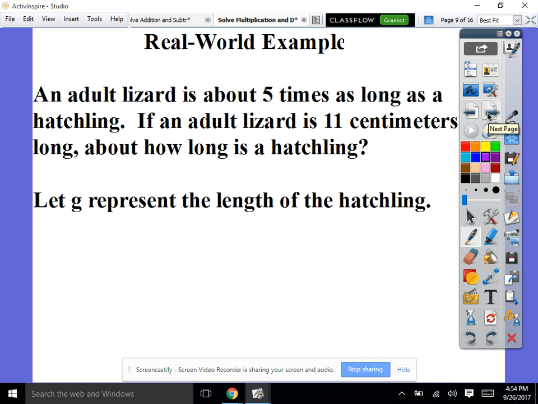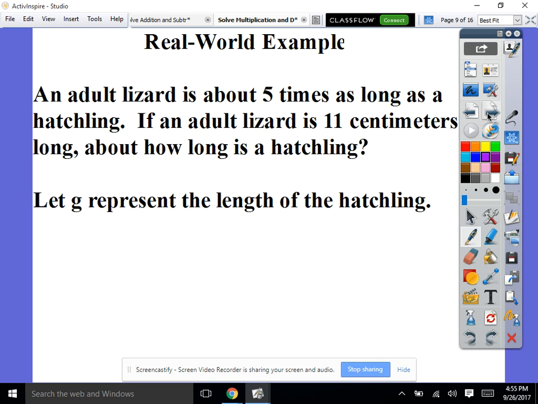In a real-world example, an adult lizard is about 5 times as long as a hatchling. If an adult lizard is 11 centimeters long, about how long is a hatchling? Well, let G represent the length of the hatchling.